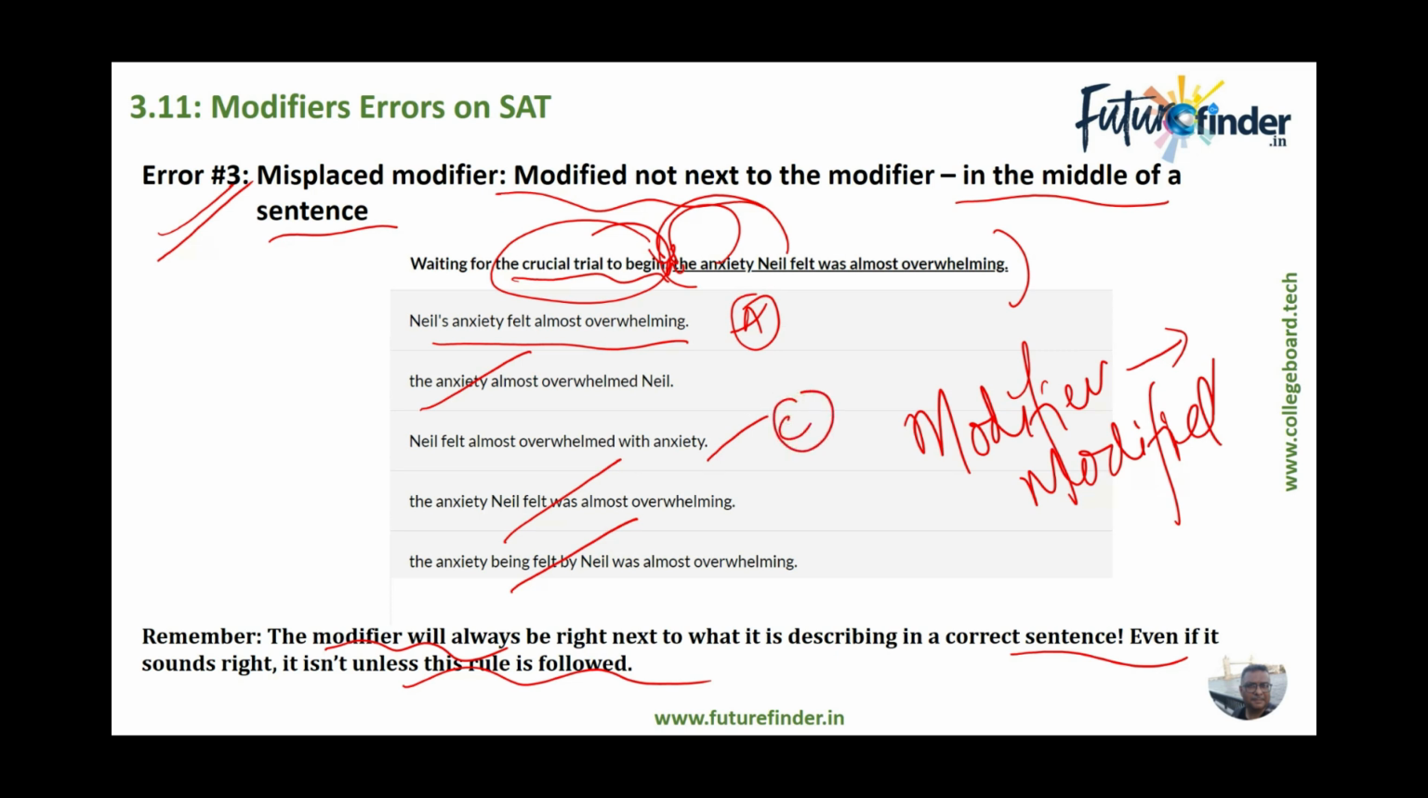So let's read now. Neil's anxiety felt almost overwhelming. So did anxiety actually feel overwhelming? No. Neil felt almost overwhelmed with anxiety is the most logical way of putting it. So the answer should be C.